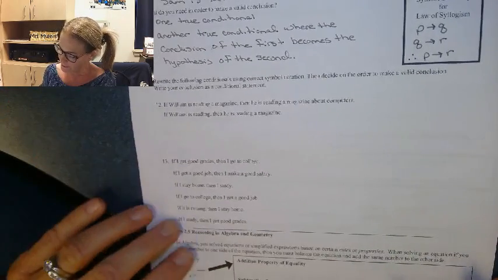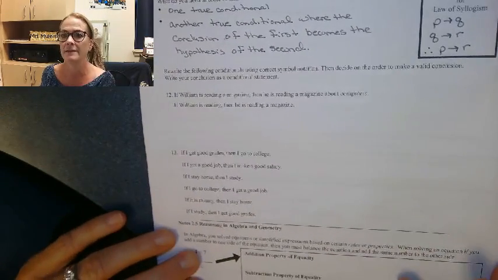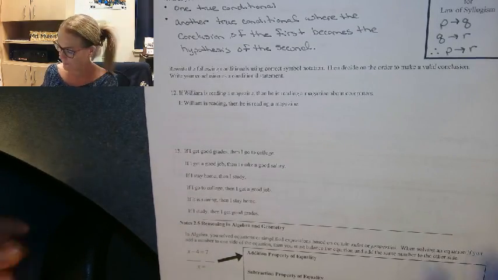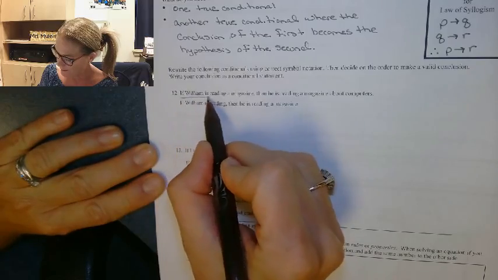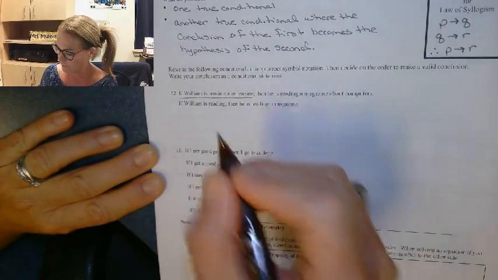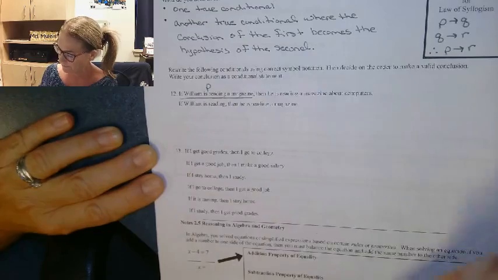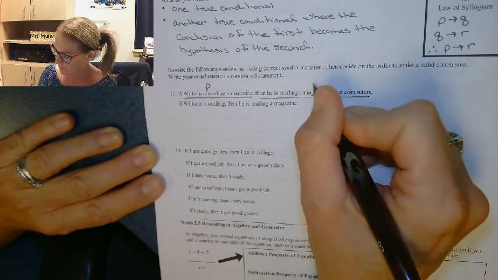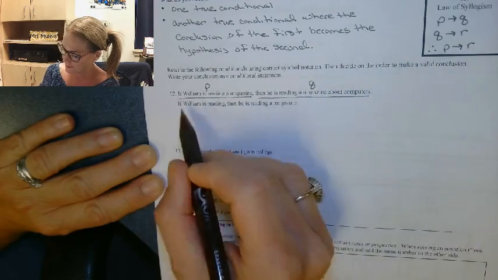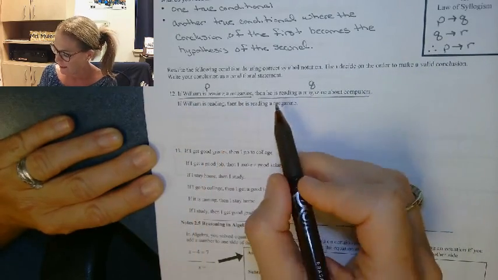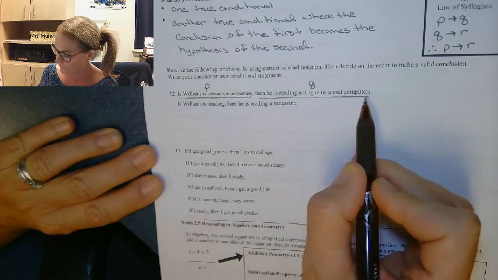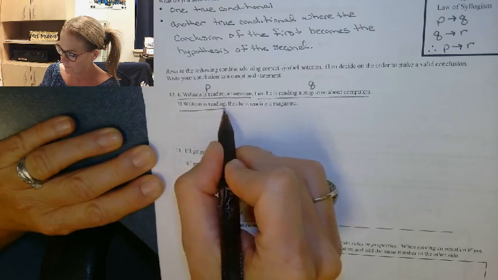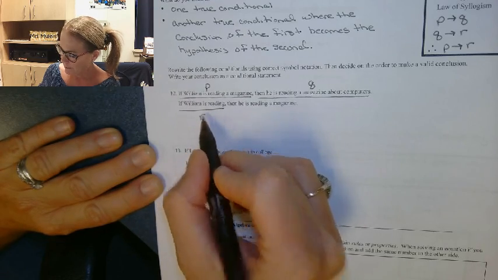All right, so rewrite the following conditionals using correct symbol notation. Then decide on the order to make a valid conclusion. Write your conclusion as a conditional statement. Okay, so we have William reading a magazine. There's one statement. Let's call that P. Then he's reading a magazine about computers. So we'll make that Q. This is that it's a magazine about computers. This is if he's just reading in general. So we'll call that R, reading in general.